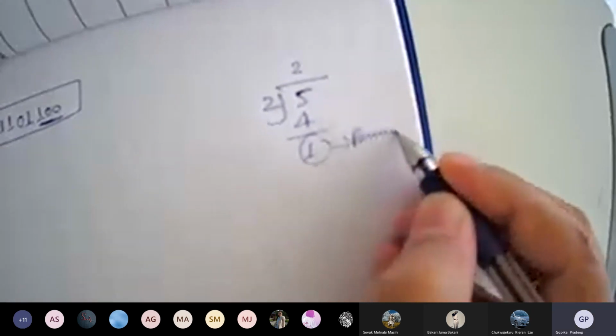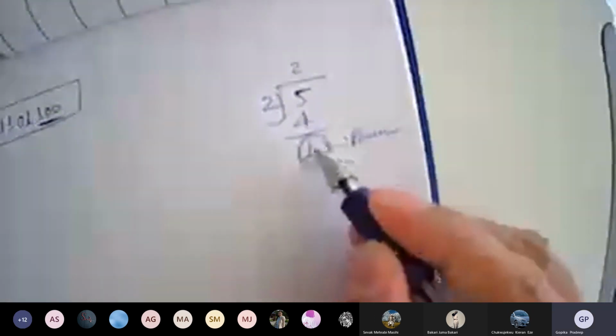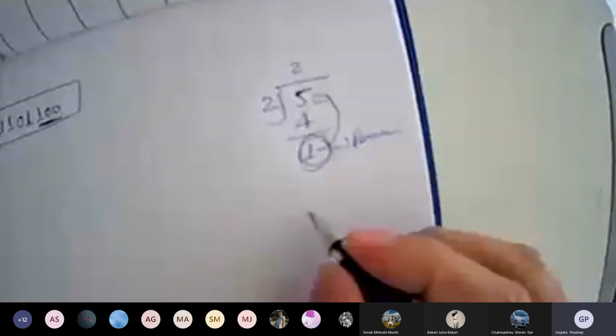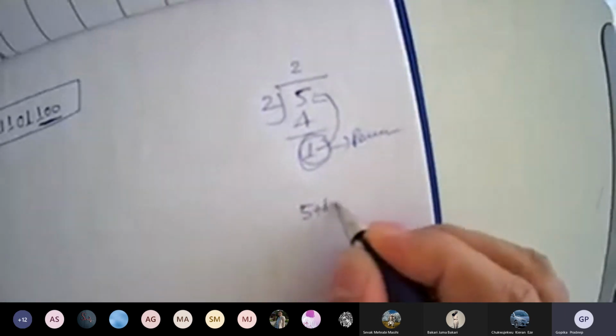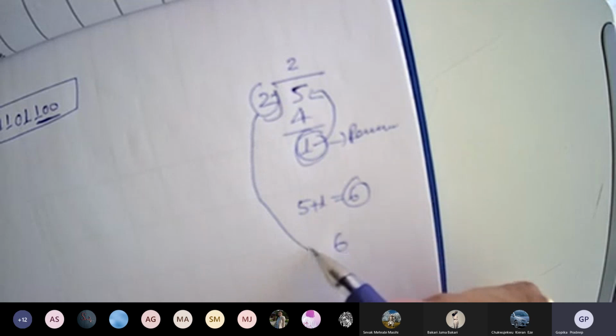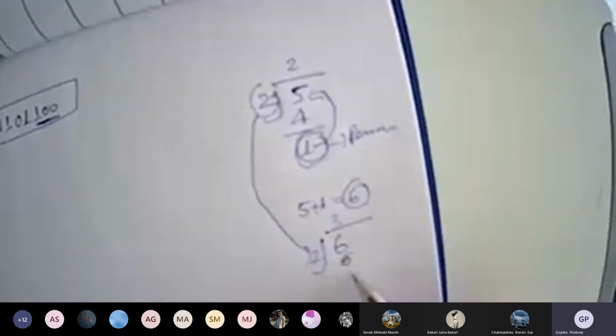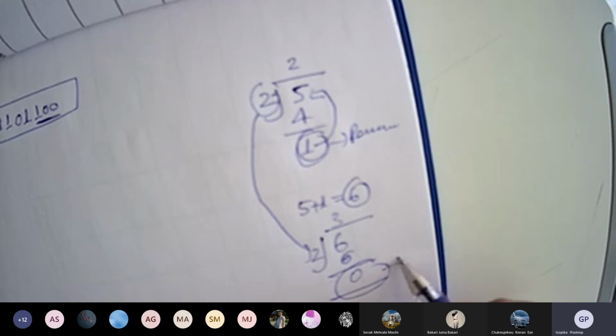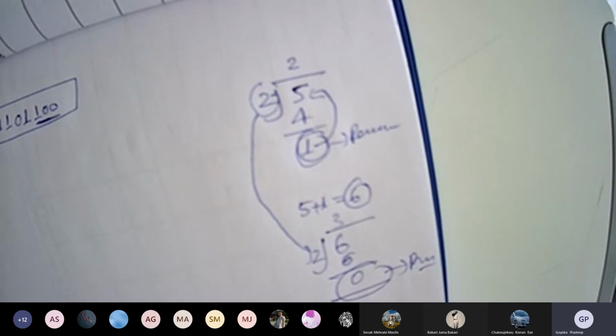1. Now this remainder, if you are adding it in, your number will become what? 6. Now 6 you divide by this 2. There won't be a remainder. It will be 0. Will it be any remainder? No, sir. No remainder. So what are we doing actually here?